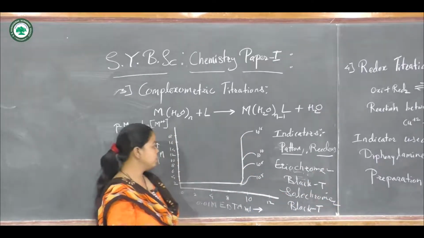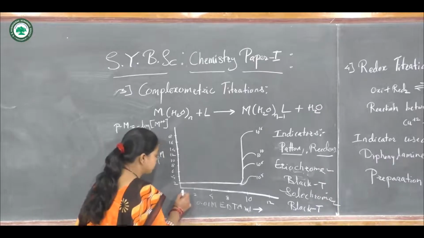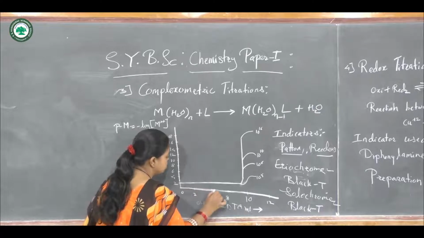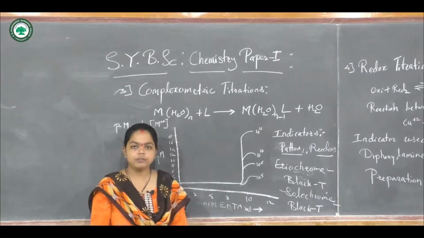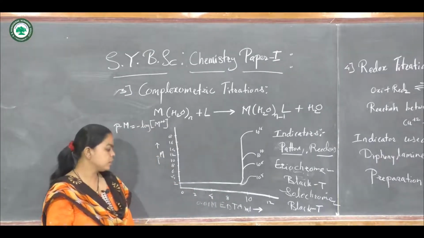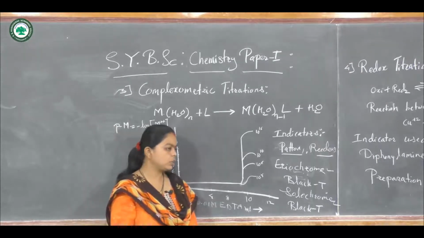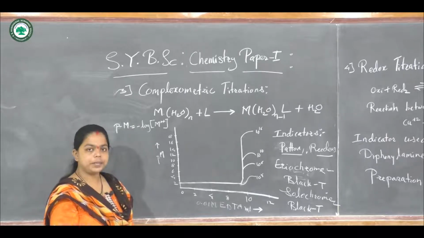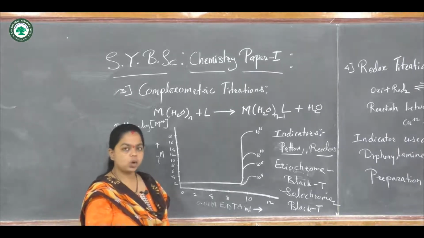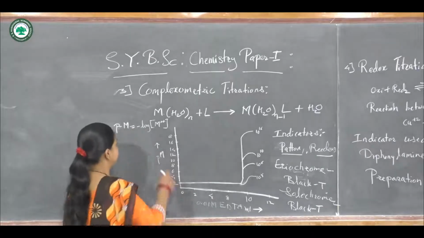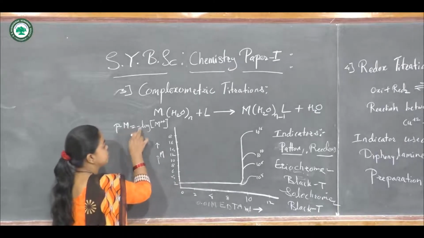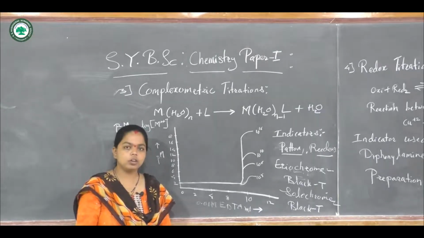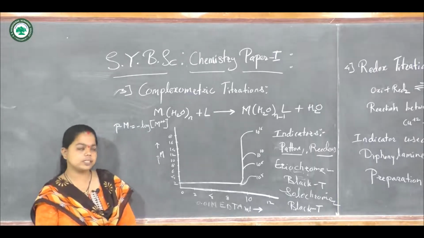In this case, now we can plot the graph for this type of titration. The graph of pM versus 0.01 molar EDTA solution. So this is the graph of pM. Metal ion, minus logarithm of the metal ion concentration, is nothing but the pM. pM equals minus log of metal ion concentration. So the negative log of metal ion concentration is plotted against the EDTA.